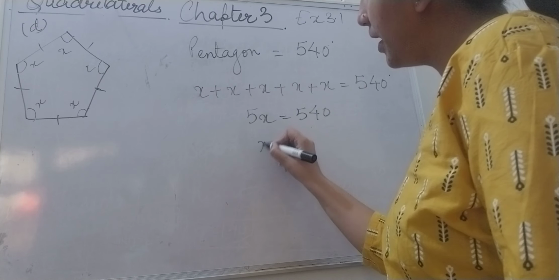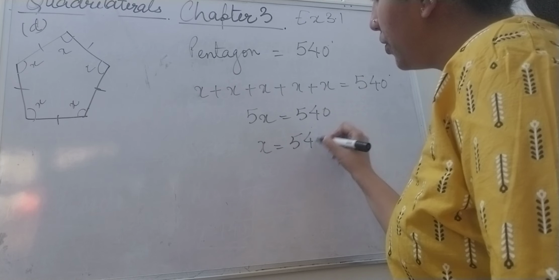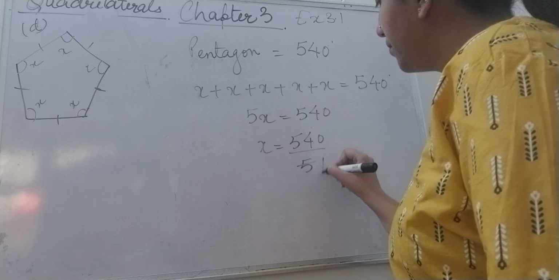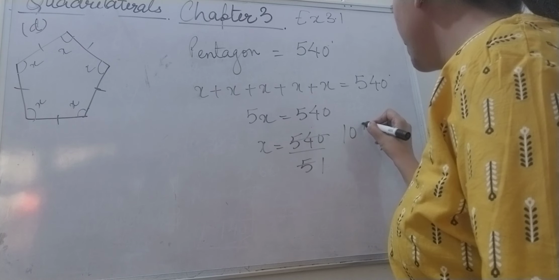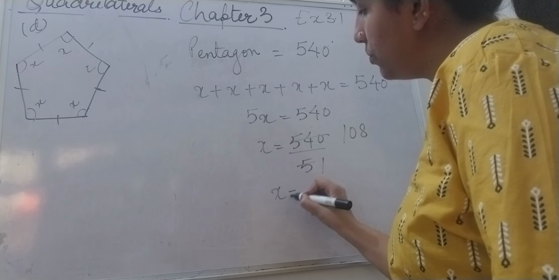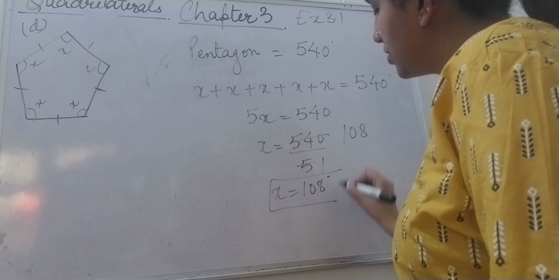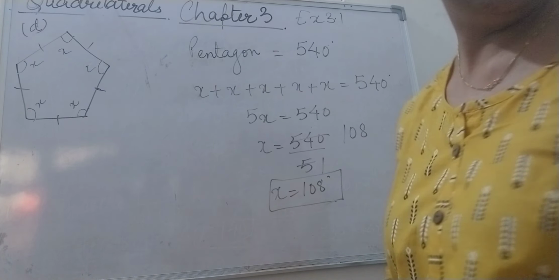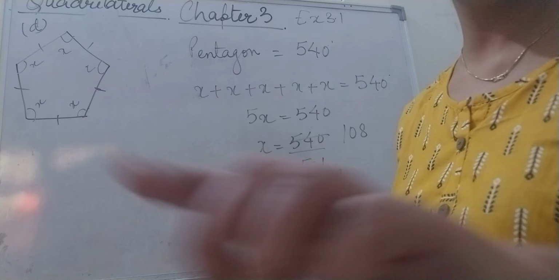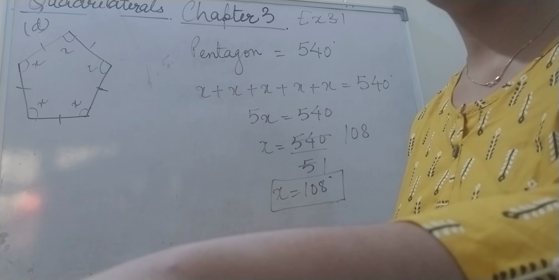5x equals 540, x equals 540 upon 5. 5 ones are 5, 0, 5 8s are 40. So x equals 108. This is the value of x. Now question number 6 is complete. We will start with question number 7.